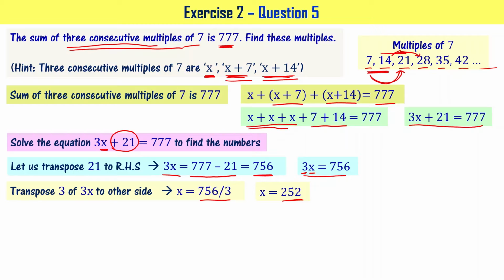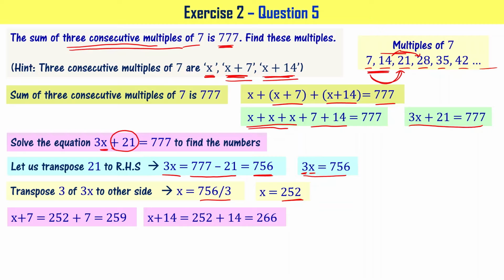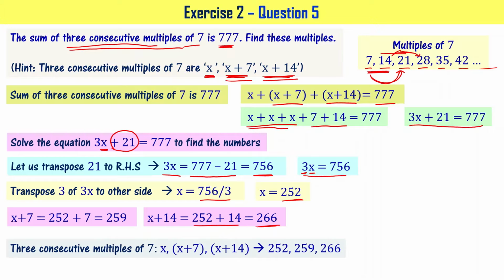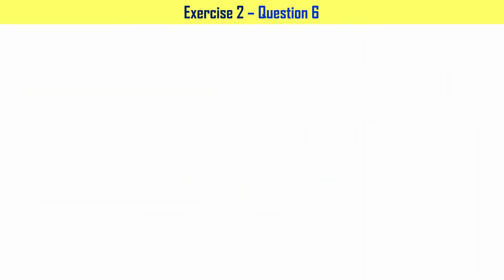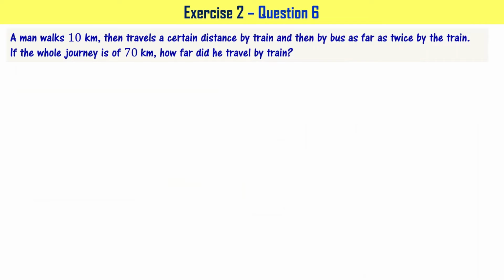Since we know x, we can find what is x plus 7. x plus 7 is 252 plus 7, that is equal to 259, right? x plus 14 is 252 plus 14, that is equal to 266. So to answer the question, the three consecutive multiples of 7, written as x, x plus 7 and x plus 14, are 252, 259 and 266. Right?